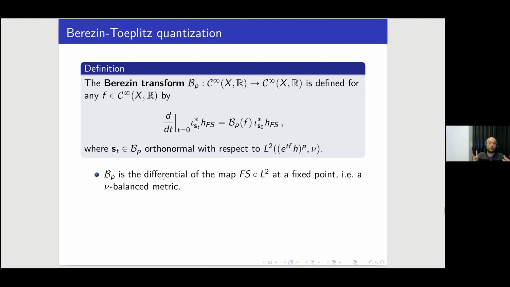So basically, it tells you what happens when you have a metric which is very close to being balanced. It tells you how far you are from the true balanced metrics. So it's a measure of the defect of being balanced, in a neighborhood of a balanced metric, if you wish. In particular, it measures the convergence properties of this map.